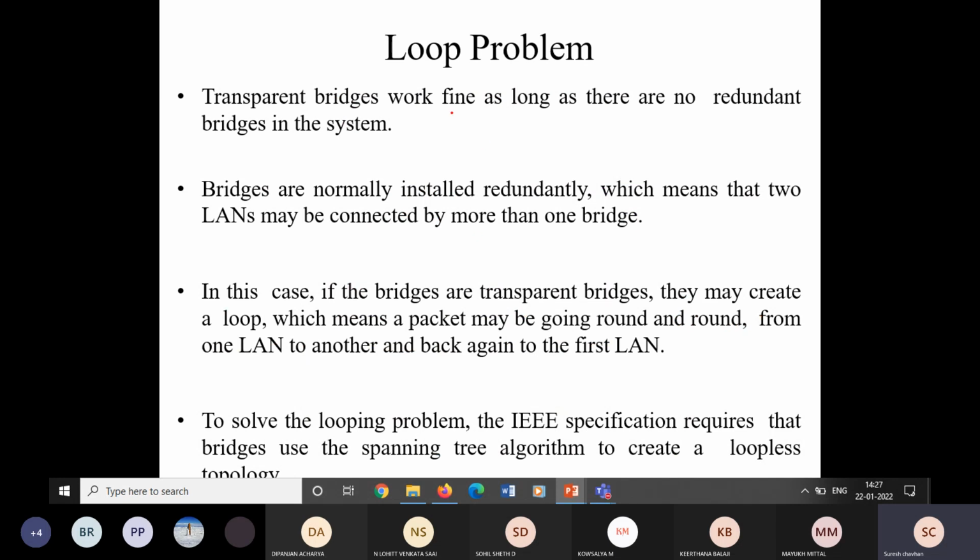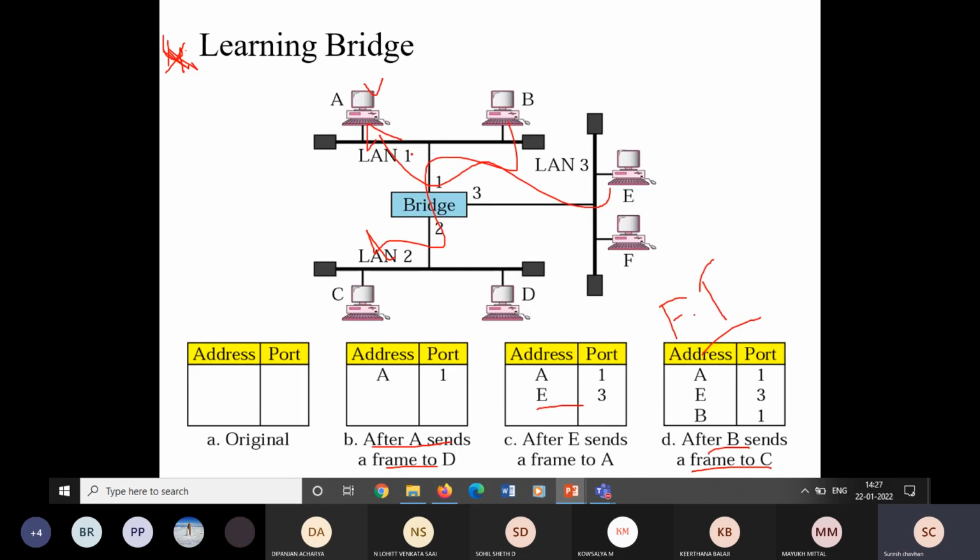So the transparent bridge works fine as long as there are no redundant bridges in the system, right? This is the simple bridge, so no issue. There is no other connection here. Only one bridge I have connected. Suppose one more bridge is there and it's connected like this, right? So if you connect like this, this is bridge 1 and this is bridge 2.